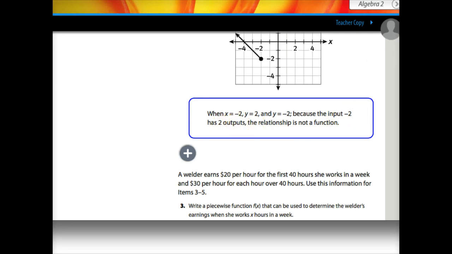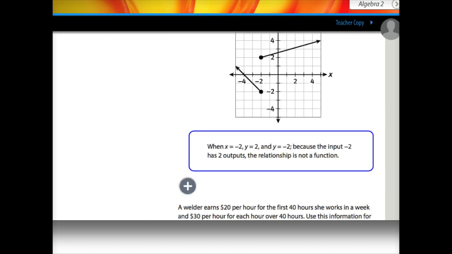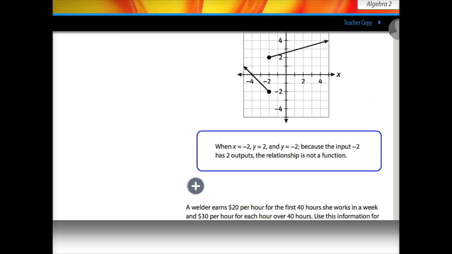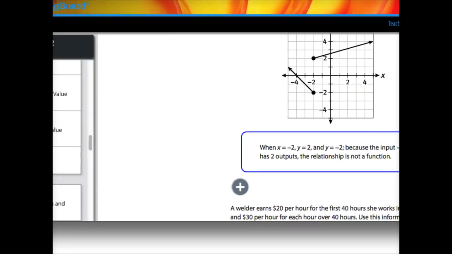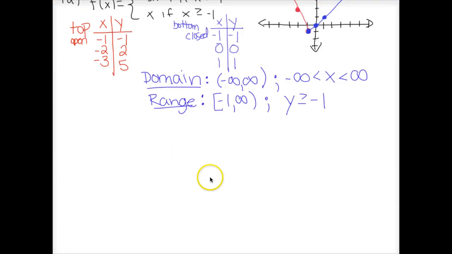Again, the definition of a function is each input has exactly 1 output. So here, my input of -2, there's 2 different outputs. It could either be 2 or it could be -2. And so that's not allowed. Each input can only have 1 output in order for it to be a function. So either of those answers are perfectly acceptable. You can either explain using the vertical line test or you can explain using that definition of functions and the input-output. Okay, so that covers domain and range, piecewise function.